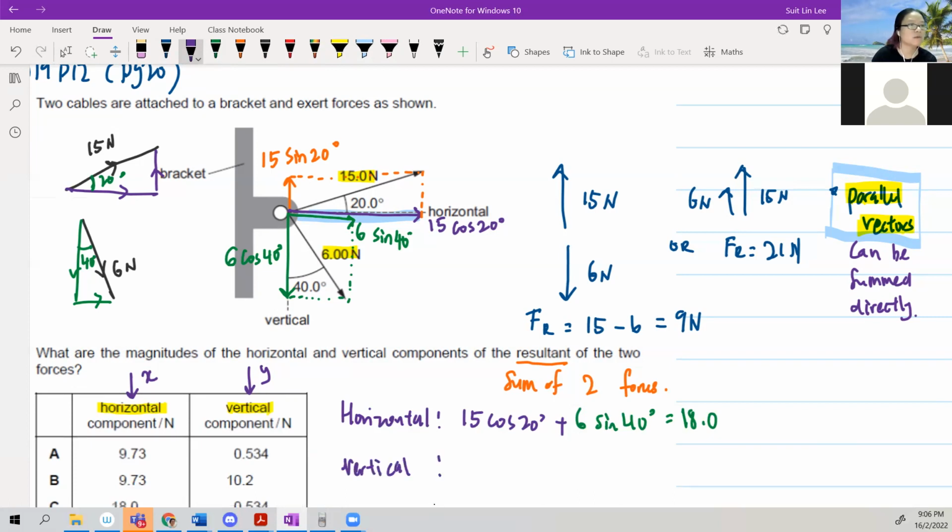Vertical component, these two are pointing in the opposite direction. 15 sine 20 is pointing upwards, but 6 cos 40 is pointing downwards. So this one must be given a nice fat negative sign. What's pointing downwards? So negative 6 cos 40.